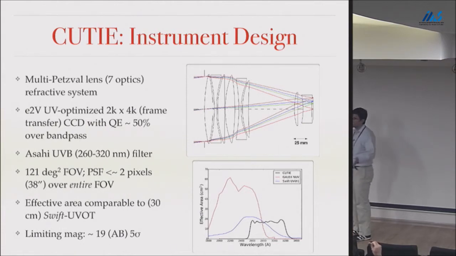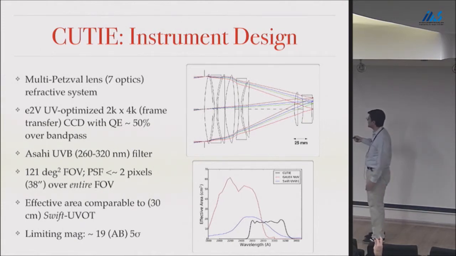Very efficient filters at these wavelengths. We heard from Thomas about his pixels; the pixels here would be even bigger. But because of the high throughput, you can actually get comparable effective area to the Swift UVOT, even in this little package.